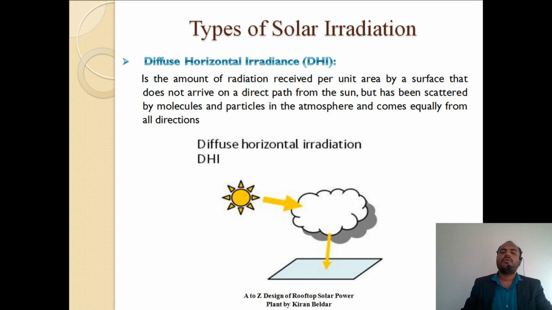It is the amount of radiation received per unit area by a surface that does not arrive on a direct path from the sun but has been scattered by the molecules and the particles in the atmosphere and comes equally from all directions. Therefore, it is called diffuse horizontal irradiation. Generally, we use the pyrheliometer instrument to measure the diffuse horizontal irradiation.